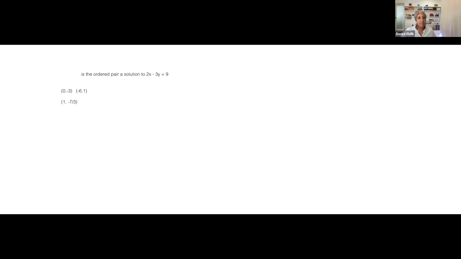Okay, so are any of these 3 points going to be a solution to this equation, 2x minus 3y equals 9? How can we figure that out? How can we check to see if these points work in this equation?